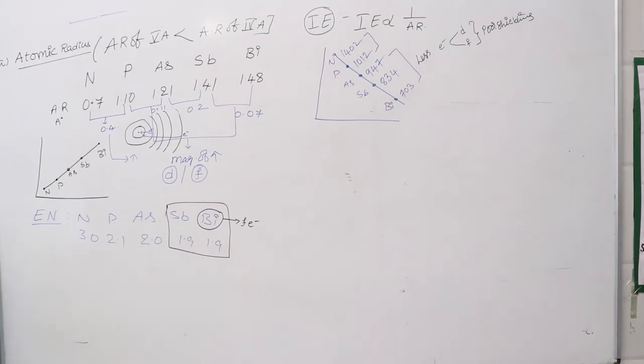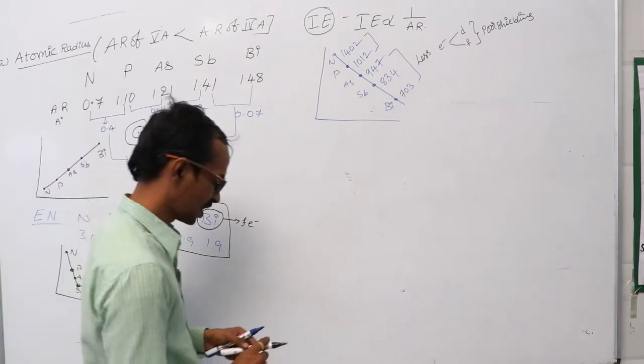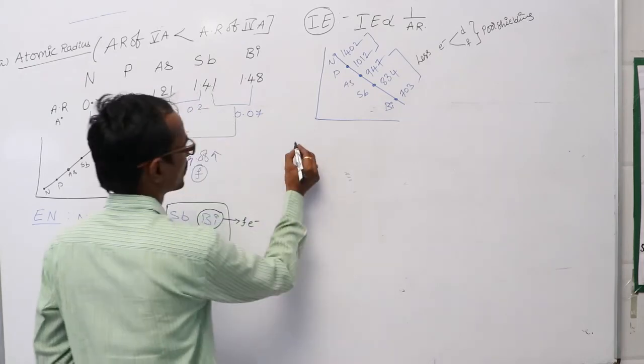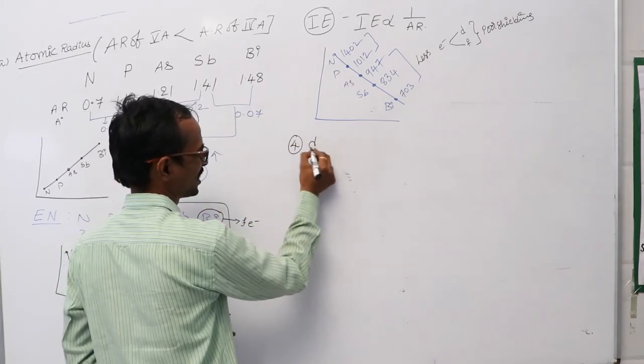So here, the electronegativity in the 15th group elements gradually decreases and becomes constant. Here it is nitrogen, phosphorus and arsenic, and antimony and bismuth have almost equal electronegativity values. Next parameter I would like to discuss, the fourth parameter, density.